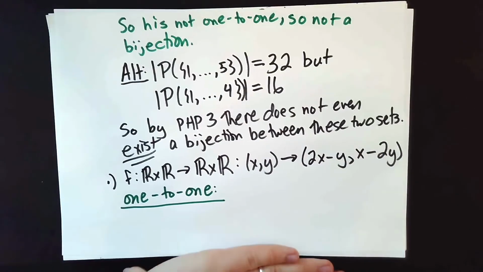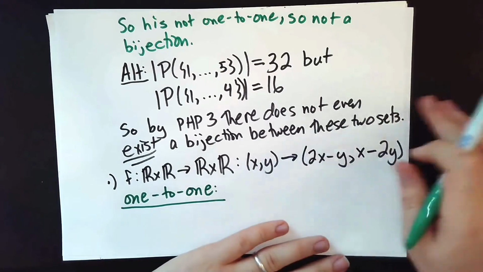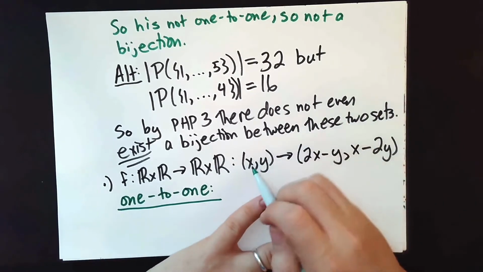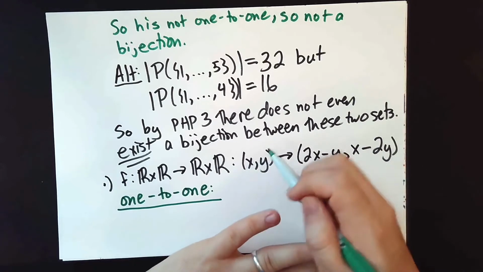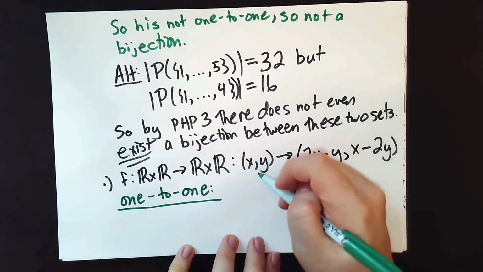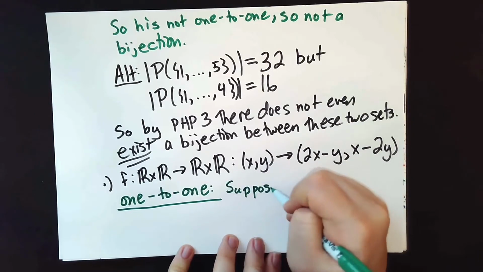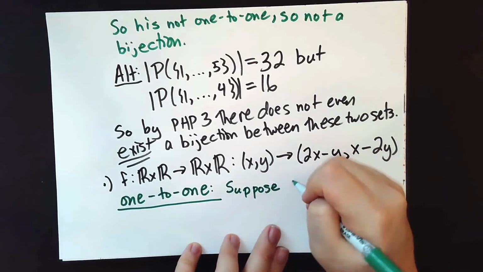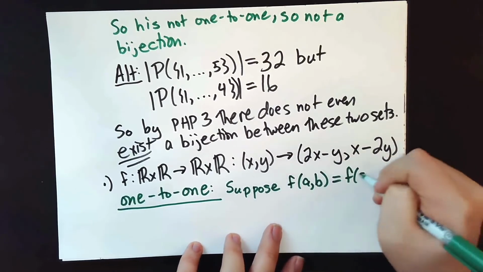Now, normally I would say if f of x is equal to f of y, then x is equal to y. But that is likely to cause some consternation if you look at this and see that I've already used x and y, and so that's not really a wise choice. So I really want to here give better names to my inputs. So I'm going to suppose f of (a, b) is equal to f of (c, d).